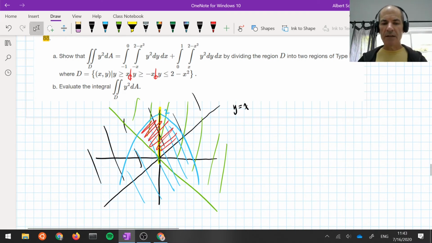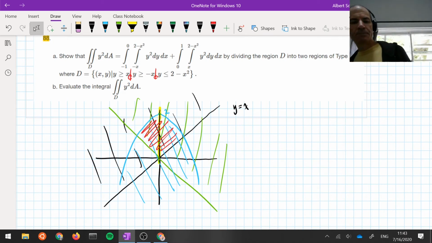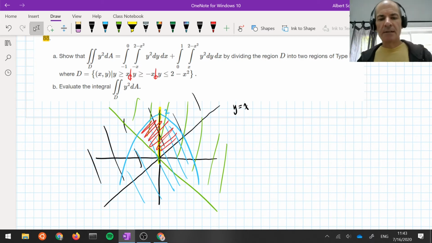And the reason for that is the bottom curve here changes. It goes from being the curve y equals minus x on the left-hand side to y equals plus x on the right-hand side. And if we just stayed to the left of the y-axis or stayed to the right of the y-axis, these would be lovely type 1 regions. But together they're not type 1 regions. So we break it up and we start writing out these integrals.